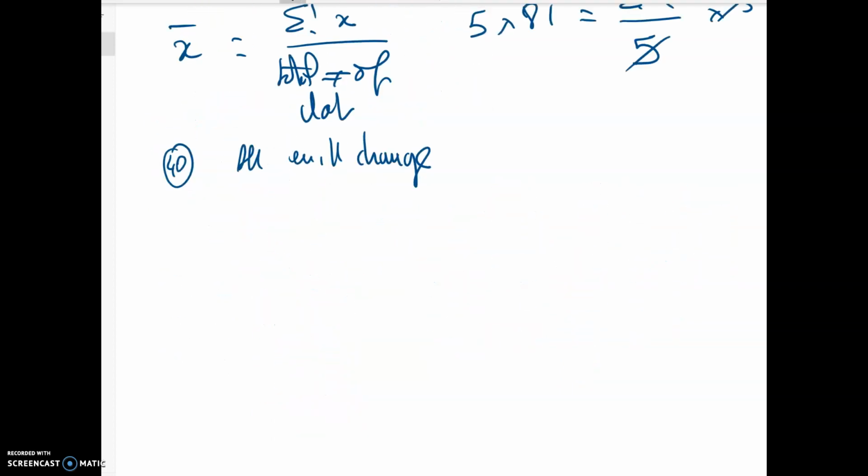Finally, on problem number 40, we have a set of data: 1, 1, 1, 2, 2, 2, and if one of the 2s is changed to a 3, so instead of 3 ones and 3 twos, we have 3 ones, 2 twos, and 1 three. Which of the following will change? The mean, the median, the mode, and the mid-range? Well, everything will change because they are all interconnected.